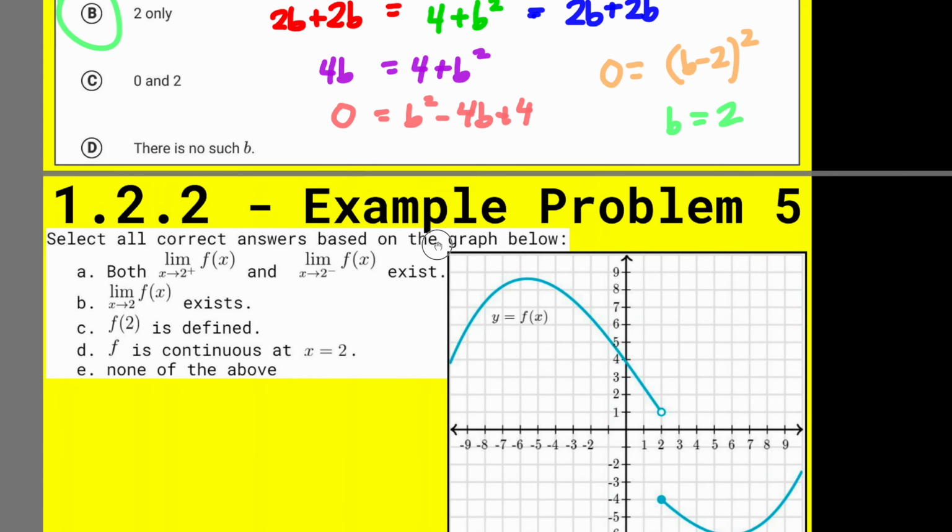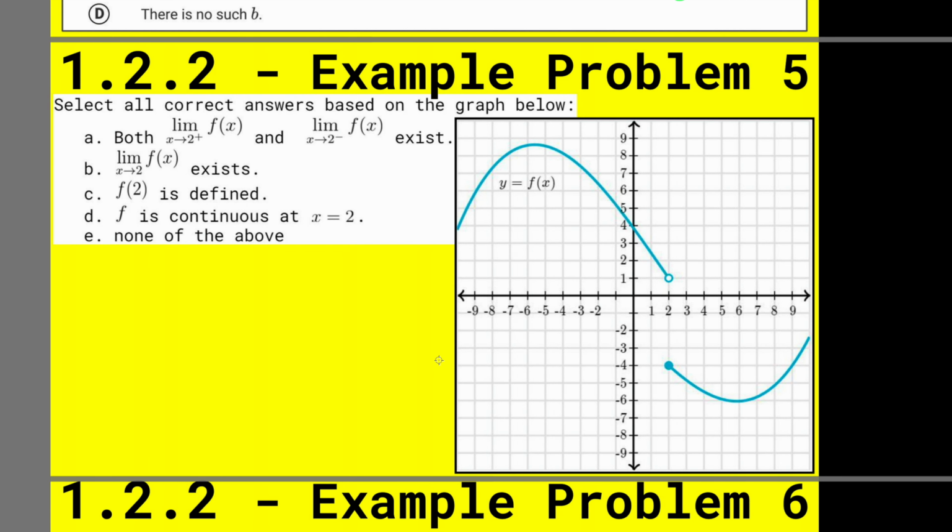Okay, onward we go. Problem number 5. Select all correct answers based on the graph below here. Okay, so the limit exists on both sides. It definitely exists going this way. It definitely exists going this way, so that's definitely correct.